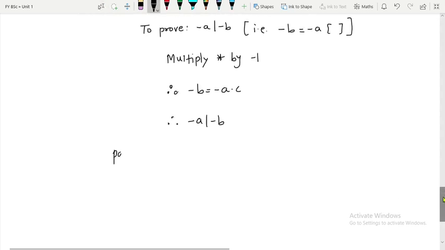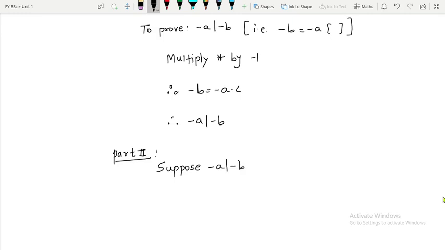Now part 2. In part 2 I'm going to assume, suppose minus a divides minus b. Therefore we can say minus b is equal to minus a multiplied by k for some k belonging to z. And what I have to prove? I have to prove a divides b.